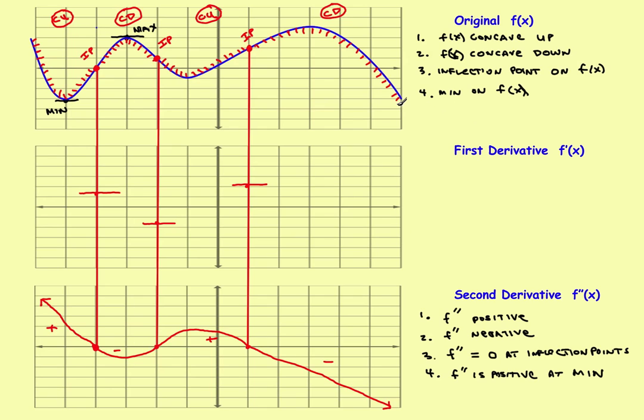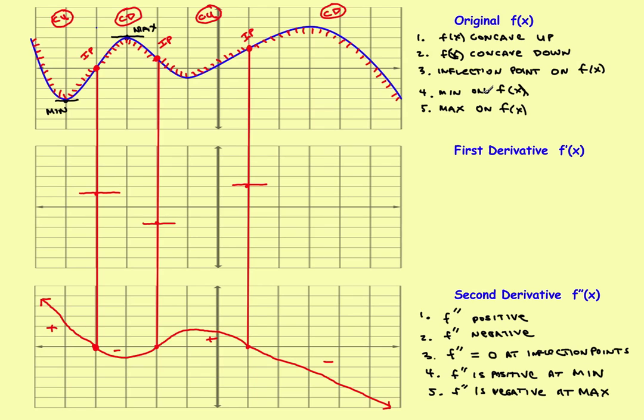So if you wanted to know if you have a maximum or a minimum at a certain point, you can look at the second derivative. If the second derivative is negative, you'll know you have a maximum there. So step number 5. Whenever you have a local maximum on f of x, that occurs where the second derivative is negative. So f double prime is negative at a local maximum.